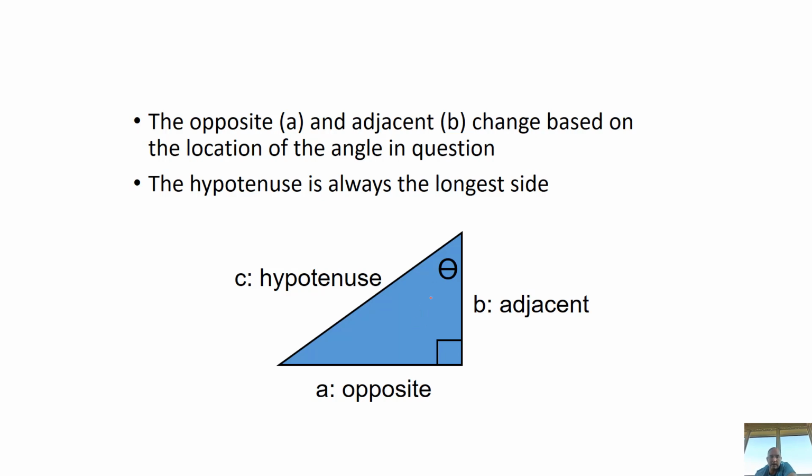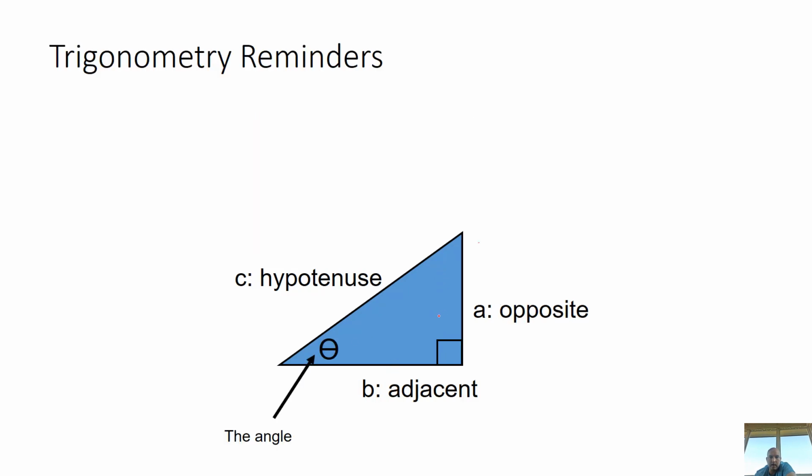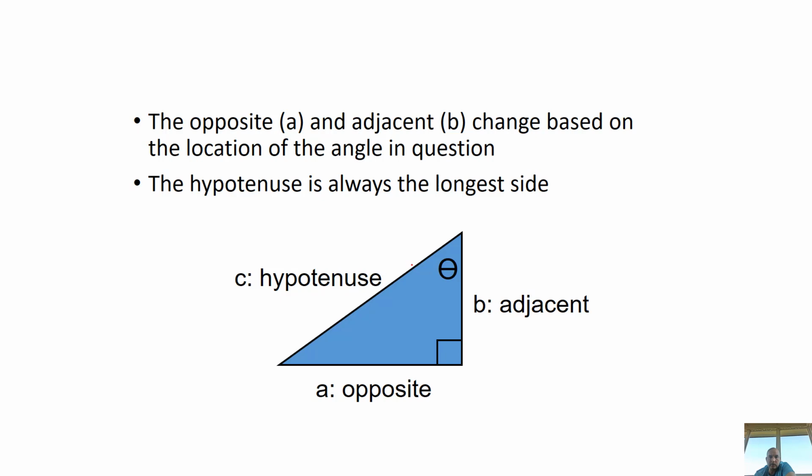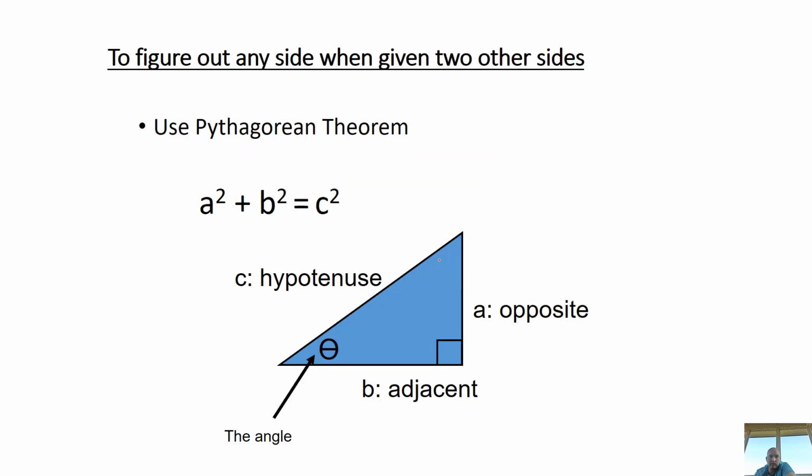You have to look at where the angle is, and if the angle's up here, the opposite's down here. If the angle's right here, the opposite's over here. Hypotenuse doesn't change. It will always be the longest side. So we go from there.